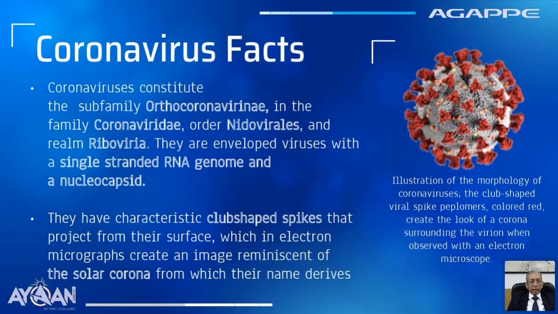The coronavirus constitutes the subfamily Orthocoronaviridae, in the family Coronaviridae and the order Nidovirales of Riboviria. If you feel that these are too much, just forget these particular names and remember that they are enveloped viruses with a single-stranded RNA genome and a nucleocapsid. That is important to remember: this is a single-stranded RNA virus, and the virus has a coat of proteins. The virus has characteristic club-shaped spikes that project from its surface, which in electron micrographs create an image reminiscent of the solar corona, from which this particular name is derived.